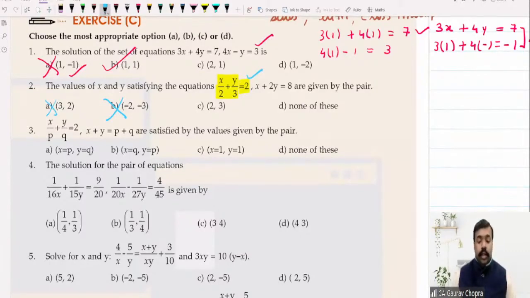Now the third option. Yes, in place of x we are substituting 2, in place of y we are putting 3. So 2 by 2 plus 3 by 3 gives 2. So this is correct. Option number C is correct, and we can also check with the second equation. So 2 plus 2 into 3 gives 8. That means it is also getting verified. So always remember that we have to verify both the equations. Always verify both the equations.